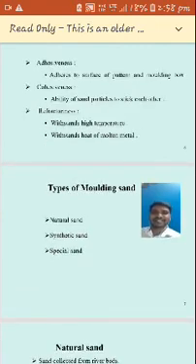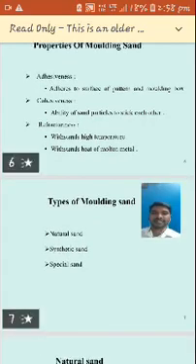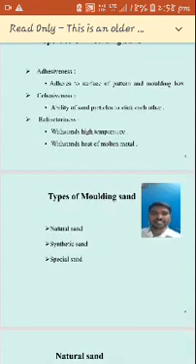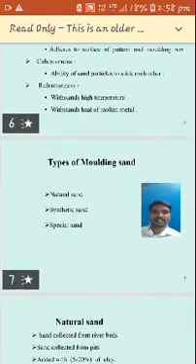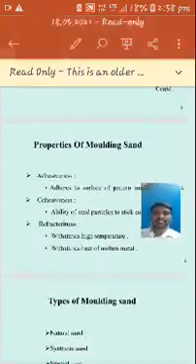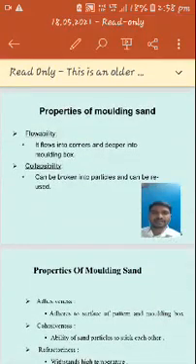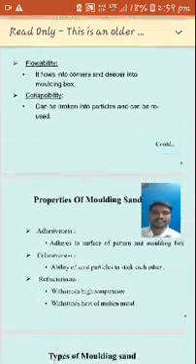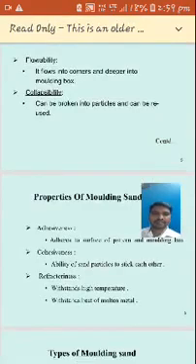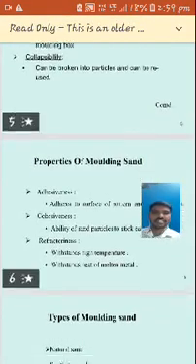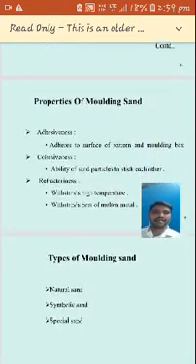The next one is refractoriness. It withstands high temperature. Refractory is related to temperature, so it withstands the heat of molten metal. That is about the properties of sand. This is very important; definitely we can get the question, what are the properties of sand? The properties are flowability, collapsibility, adhesiveness, cohesiveness, and refractoriness.